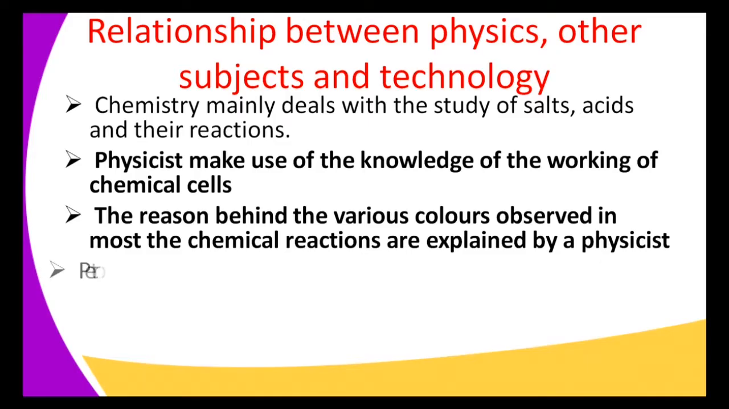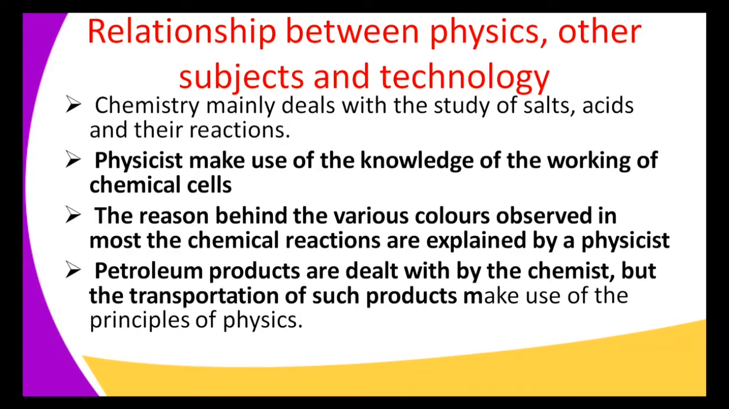The other thing is that petroleum products are dealt with by a chemist, but the transportation of such products makes use of the principles of physics. In chemistry, most petroleum products consist of hydrogen and carbon as the key elements. How they are made, how they are manufactured, and how they are stored is chemistry. Their transportation is done by physics. Physics explains how the transportation of such products can be made possible. So we employ the principles and laws of physics to facilitate the transportation of the petroleum products that are manufactured in chemistry.